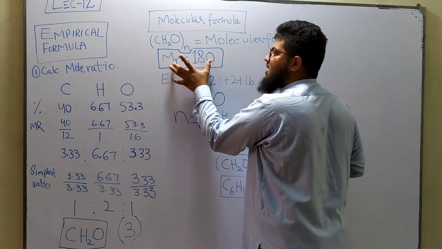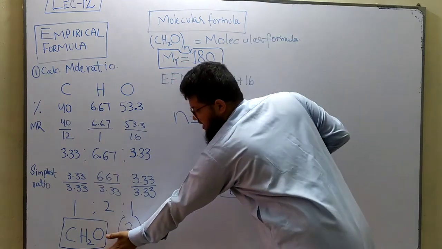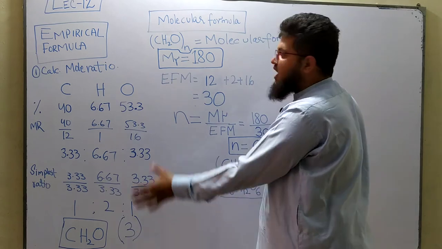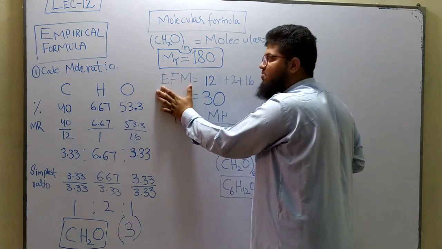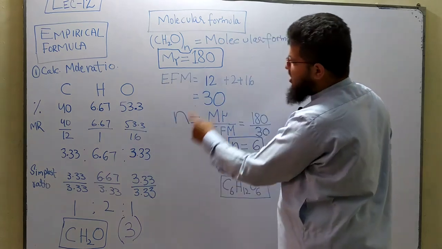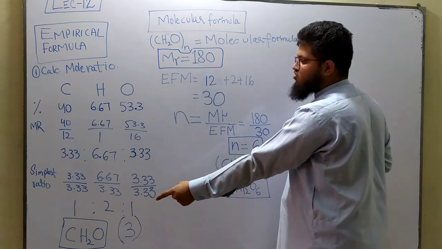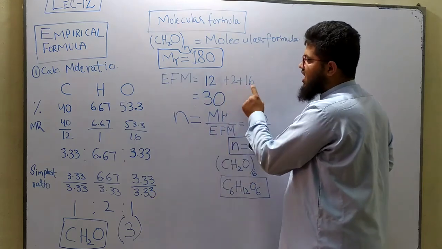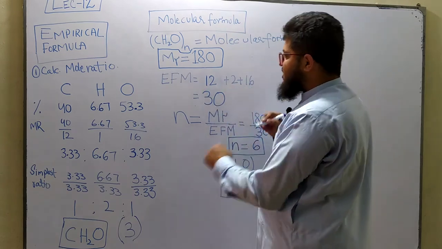Okay, we've been given the relative molecular mass, or the molar mass, right? Now this is given. This empirical formula can be used to calculate the empirical formula mass. Okay, this EFM stands for empirical formula mass. So 12, the atomic mass of carbon, plus 2, the atomic mass of hydrogen, 2 hydrogen atoms so that's why 2, plus 16 because 1 oxygen atom, and we get an answer of 30.